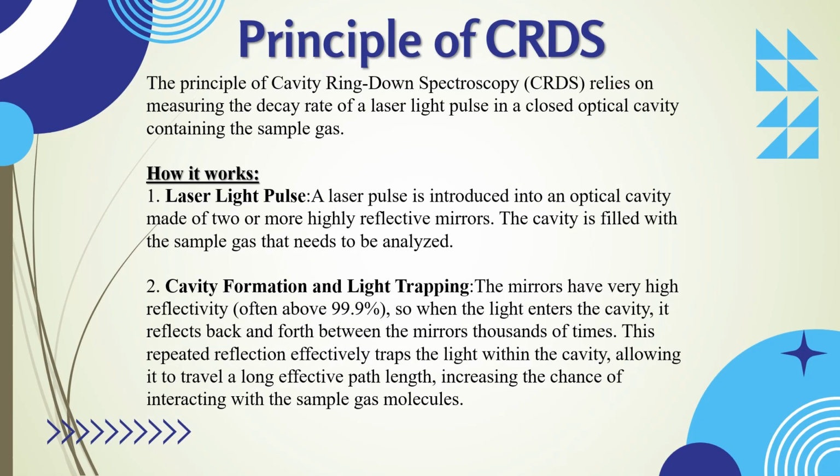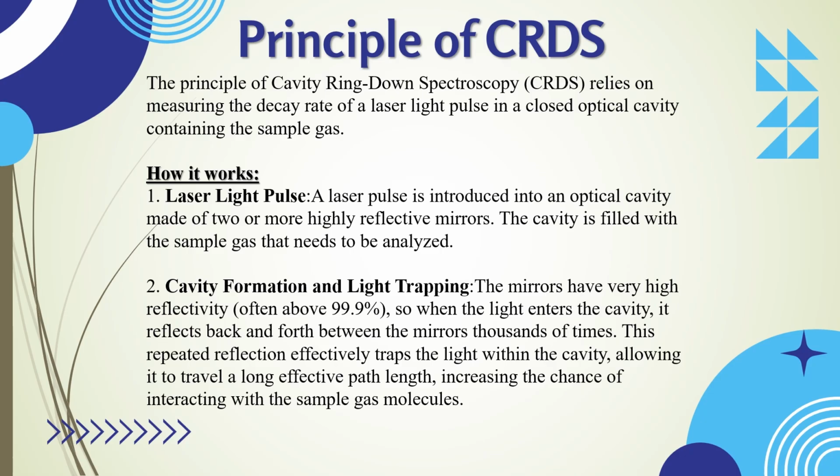Now, principle of CRDS. The principle of CRDS relies on measuring the decay rate of a laser light pulse in a closed optical cavity containing the sample gas. Coming to how it works. The laser light pulse. First, the laser pulse is introduced in an optical cavity made up of two or more highly reflective mirrors. The cavity is filled with the sample gas that needs to be analyzed.